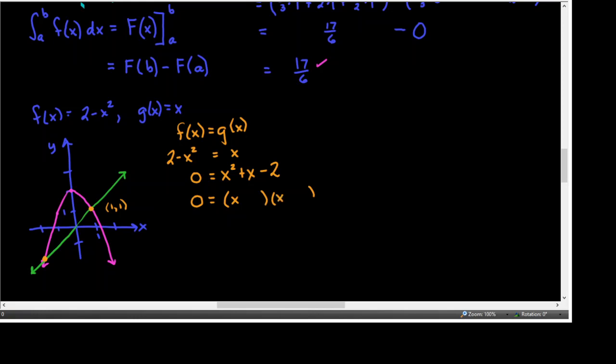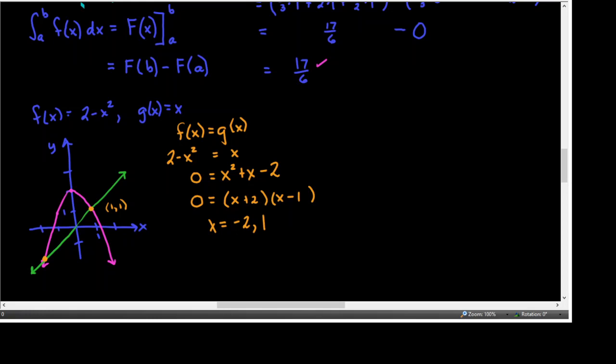I'm thinking of factors of negative 2 that add to positive 1. Of course, that's positive 2 and negative 1 that do that. And so if that product is 0, we know that at least one of those factors is 0. So if the first factor is 0, x plus 2 equals 0, that means that x is negative 2. And if x minus 1 is equal to 0, we know that means x is positive 1, which of course confirms the 1, 1 point that I found earlier is actually accurate.